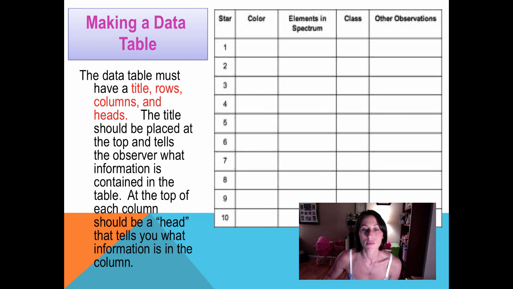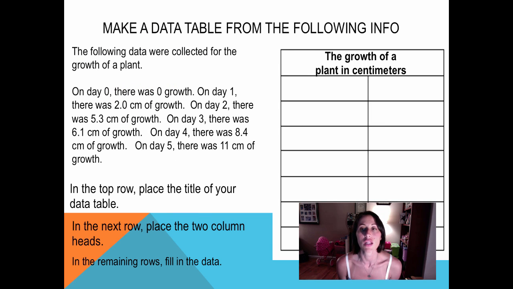So I want you to make a data table from the following information. The following data was collected for the growth of a plant. I went ahead and labeled this graph for you. What I need you to do is place the column heads, and then fill the data in for the growth of the plant. So on day 0, day 1, day 2, day 3, day 4, and day 5. So go ahead and do that. Hit pause on the video, and when you're done with your graph, this is on the information sheet that I gave you, you can hit play again.